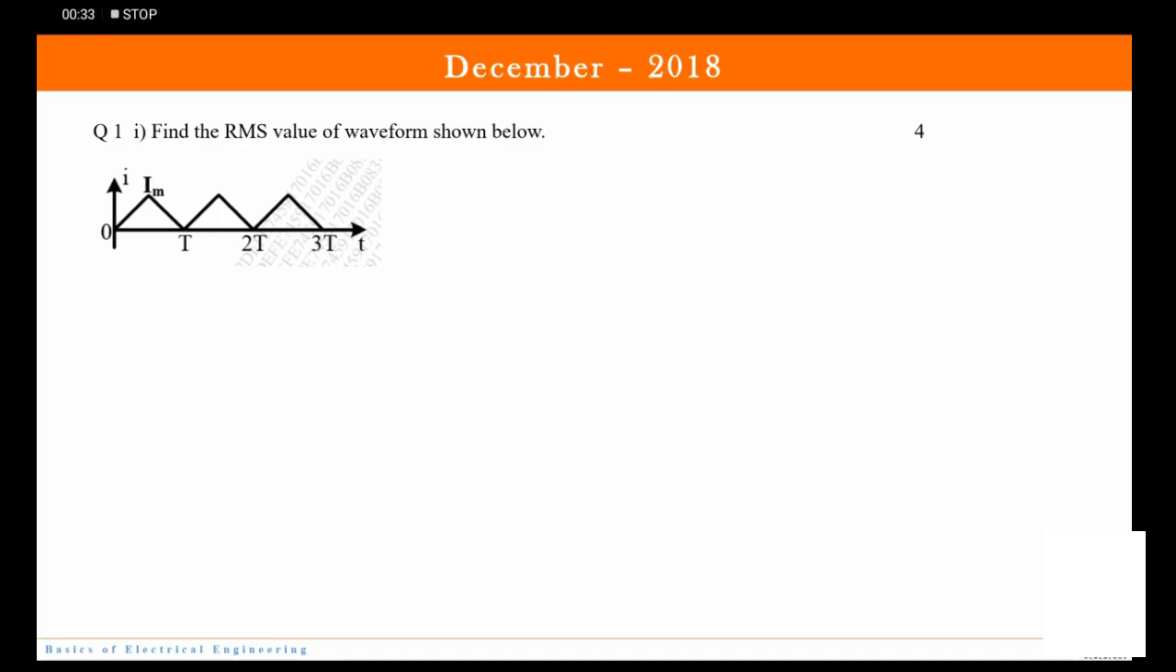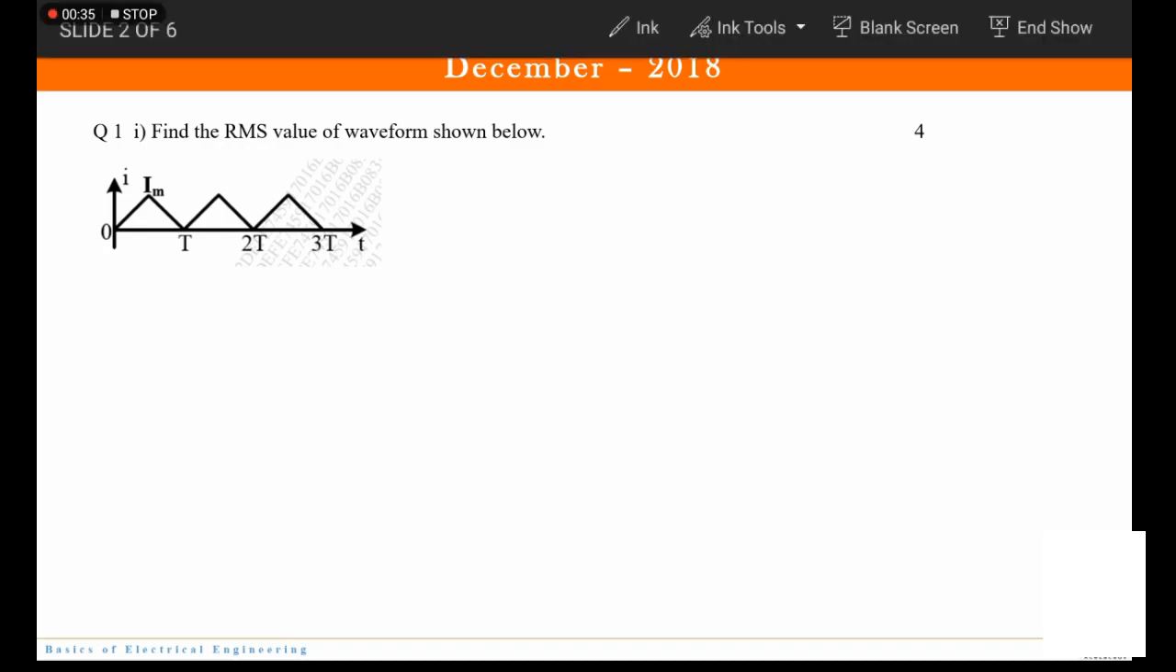Now a waveform is given and we have been asked to find the RMS value of the waveform. For this we can understand that this is a symmetrical signal, correct? If the period is T, then this time period is going to be T by 2 and the maximum value is specified to be Im. Here a very important part is that we have to calculate the area. Now it is a symmetrical figure, correct?